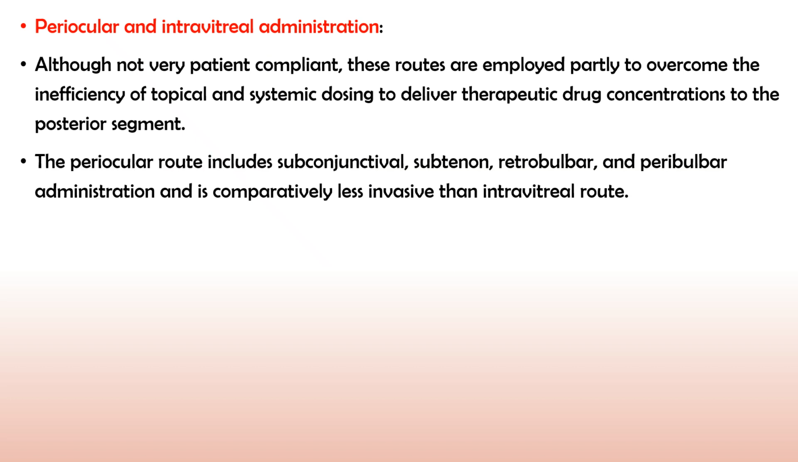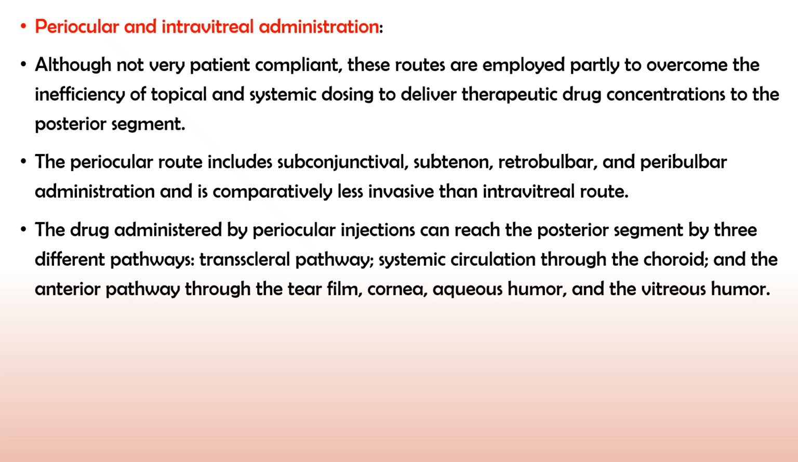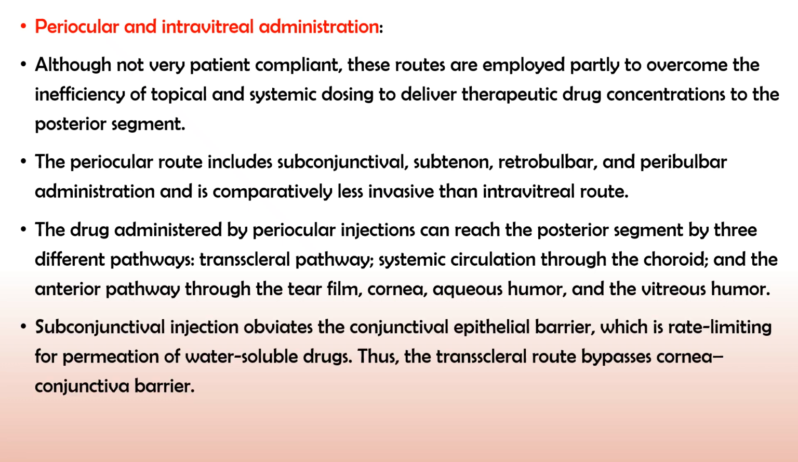The periocular route includes subconjunctival, subtenon, retrobulbar and peribulbar administration, and is comparatively less invasive than the intravitreal route. The drugs injected by periocular injections reach the posterior segment by three pathways: transcleral, systemic through the choroid, and the anterior pathway through tear film, cornea, aqueous humor, and then vitreous humor. The subconjunctival route is rate limiting for permeation of water soluble drugs, and the transcleral route bypasses the cornea and conjunctiva.